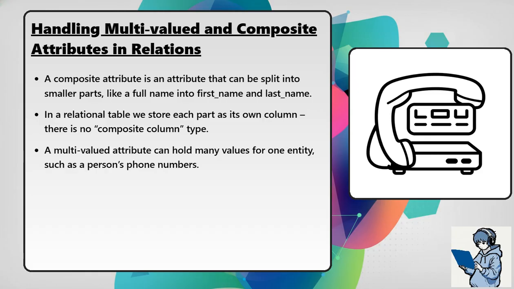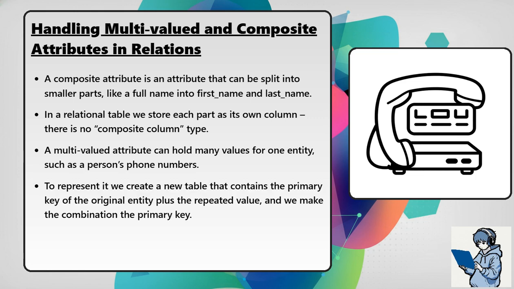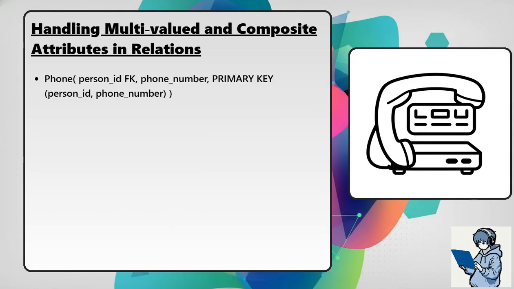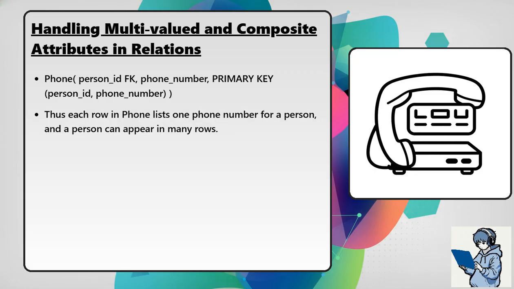A multi-valued attribute can hold many values for one entity, such as a person's phone numbers. To represent it, we create a new table that contains the primary key of the original entity plus the repeated value, and we make the combination the primary key. Example, person(person_id PK, name). Phone(person_id FK, phone_number, primary key (person_id, phone_number)). Thus each row in phone lists one phone number for a person, and a person can appear in many rows.